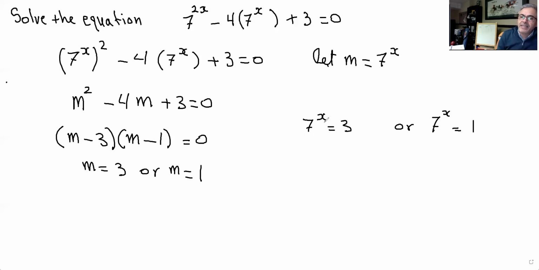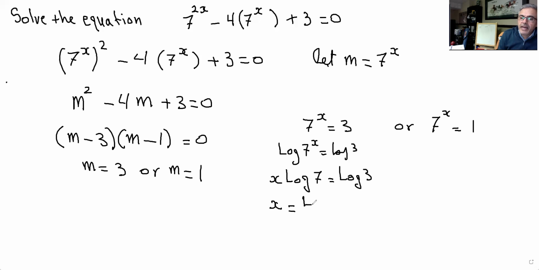To solve for x here, we have to use logs. So I'm going to log both sides. So I have log 7 to the x equals log 3. Now I'm going to bring the x down. x log 7 equals log 3. And therefore, I'm going to divide both sides by log 7. I'm going to get x equals log 3 over log 7.